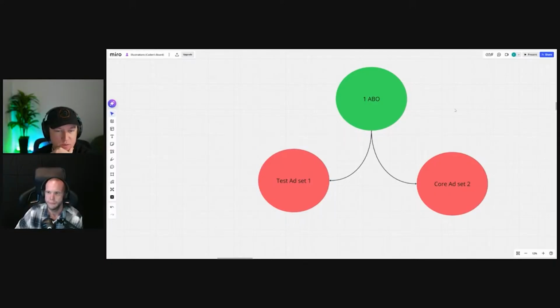So what have you seen, or what's the thought process behind the reasoning as to why we like to push more into the winning ad set versus the test ad set whenever you're just trying to get more creative?